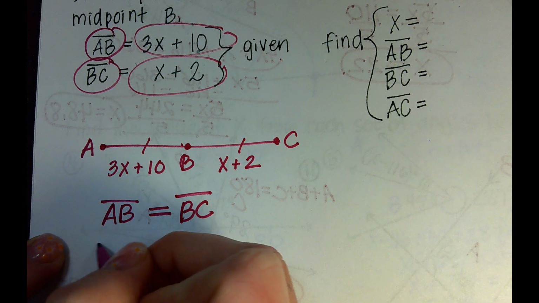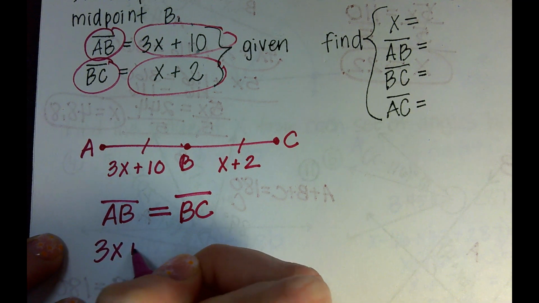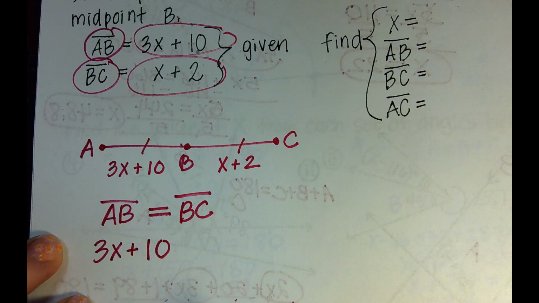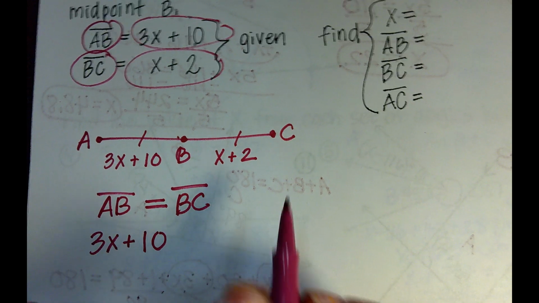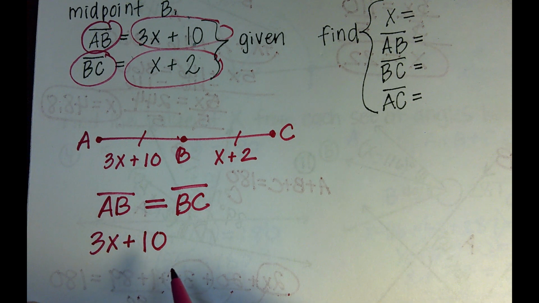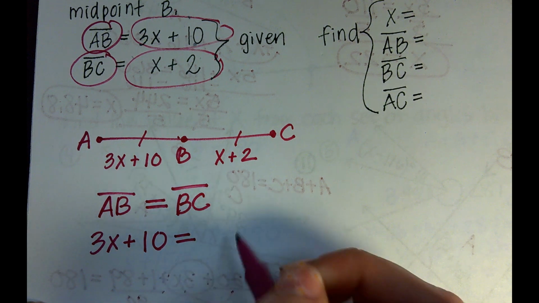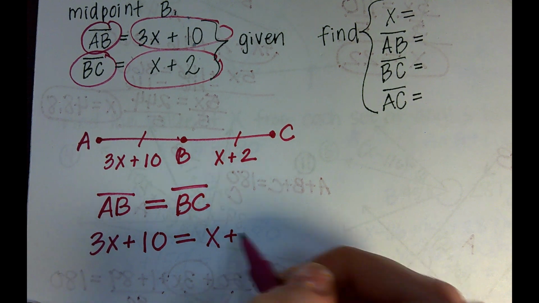3x plus 10. Then what do I write? I've got 3x plus 10 equals that, plus B, equals x plus 2. Good.